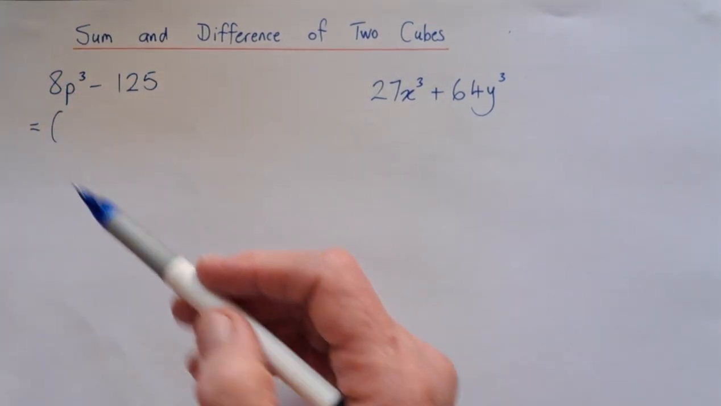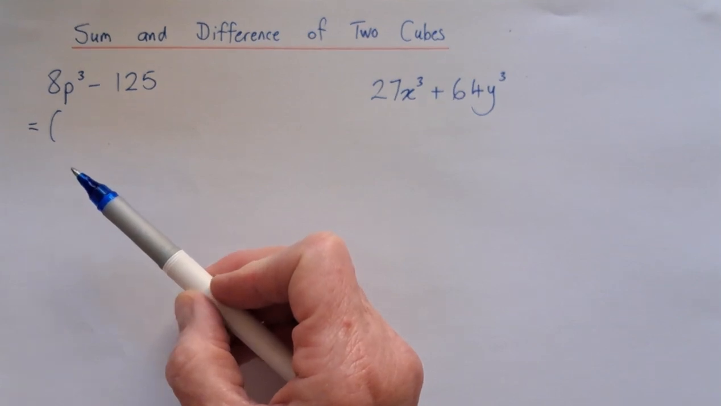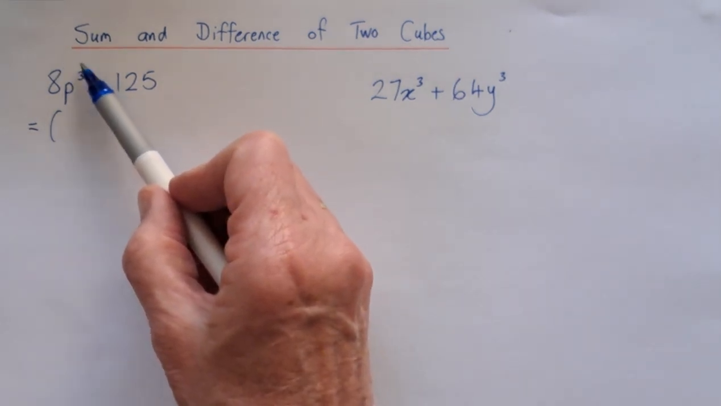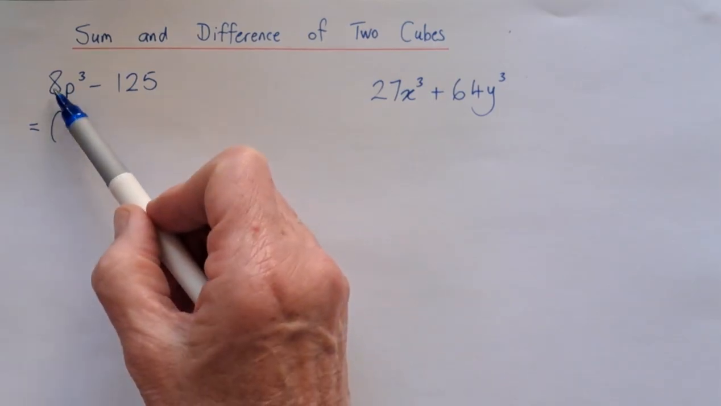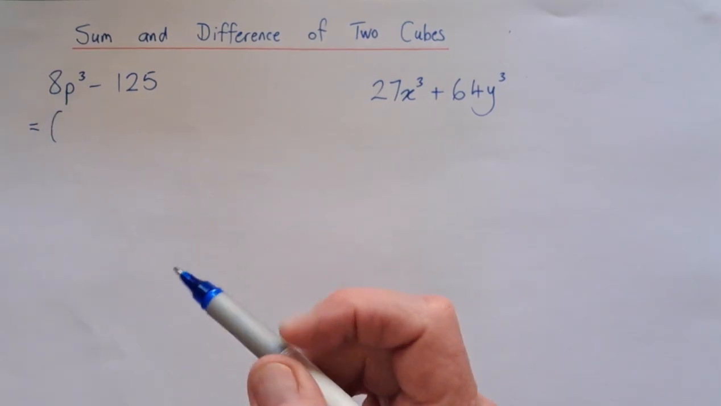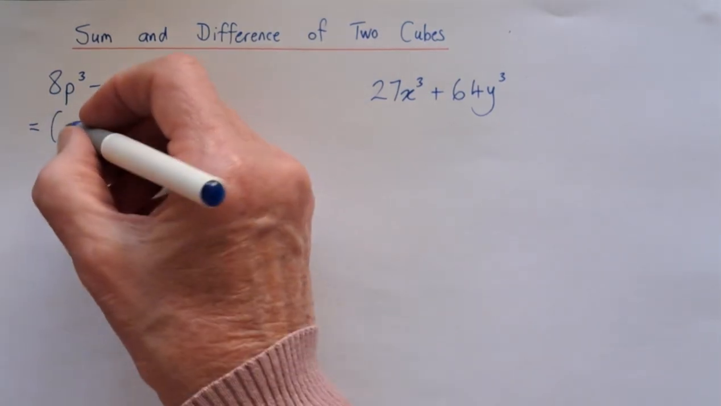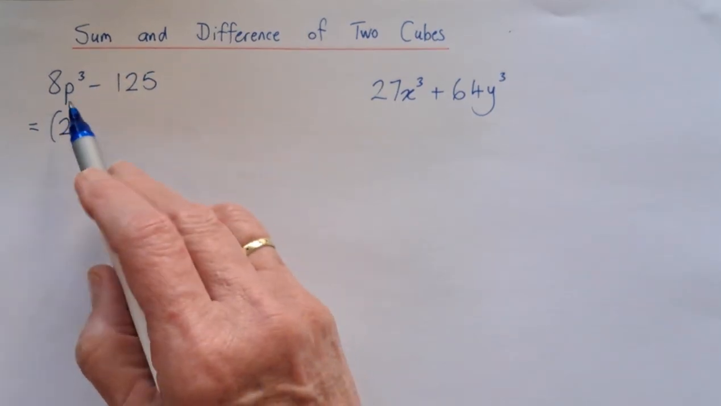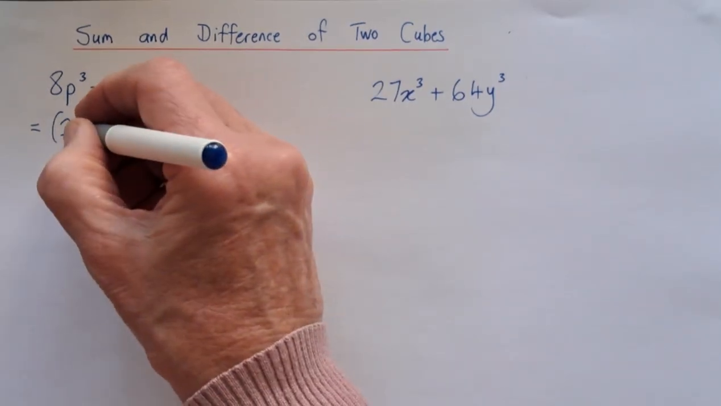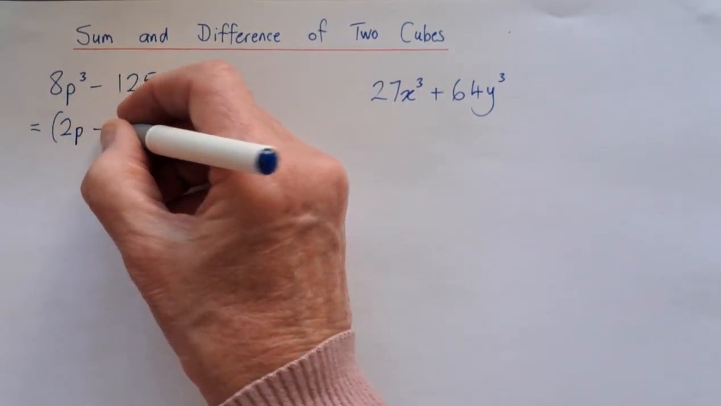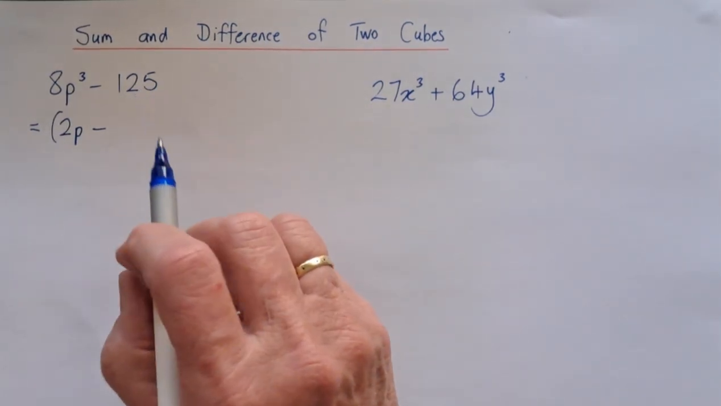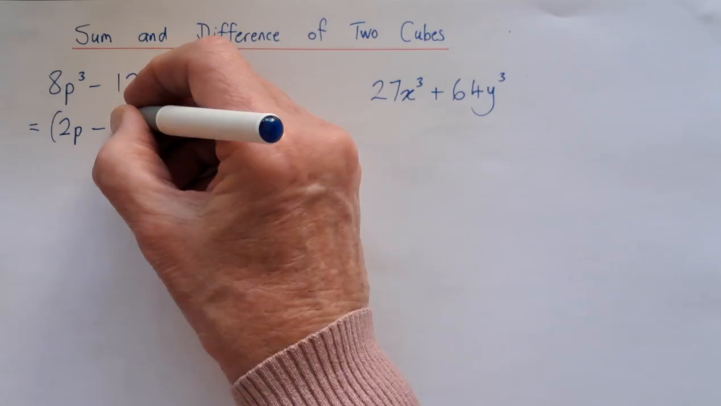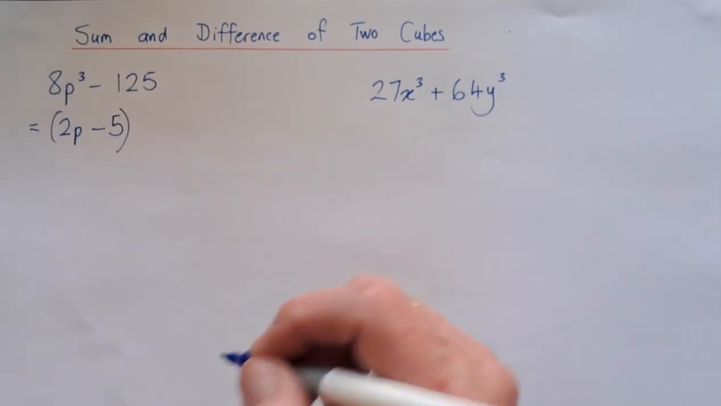First of all, the first bracket is very easy. All we've got to do is find the cube root of this term and the cube root of that term. So the cube root of 8 is 2, because 2 times 2 times 2 gives us 8. And the cube root of p cubed is simply p. And we keep our minus sign, and then we find the cube root of 125, and that is 5. So there we've got our binomial bracket.